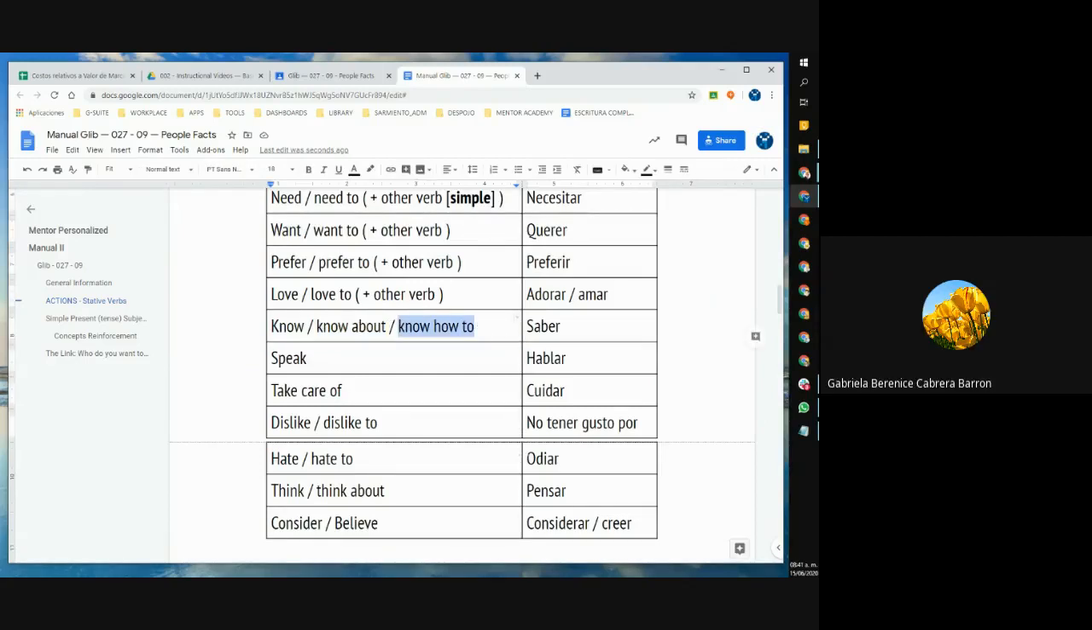Then we have know, know about, and know how to. Repeat. Know about, not how to. For example, you can know a person. Do you know Pedro? Yes, I know Pedro. Very good. And know about is a topic. For example, do you know about technology? Repeat. Do you know about technology? Very good. Answer. I don't know about technology.